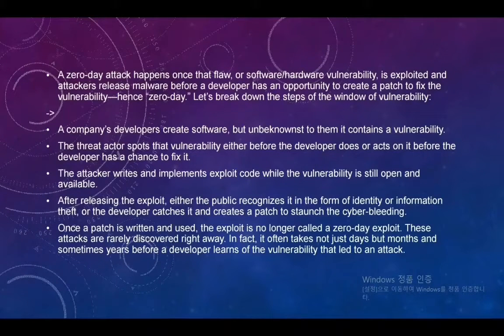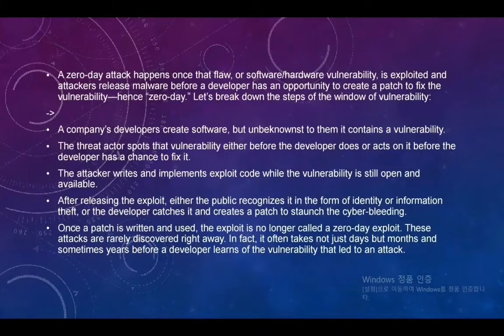Let's break down the stages of the window of vulnerability. A company's developers create software, but unbeknownst to them, it contains a vulnerability. The threat actor spots that vulnerability either before the developer does or acts on it before the developer has a chance to fix it. The attacker writes and implements exploit code while the vulnerability is still open and available.